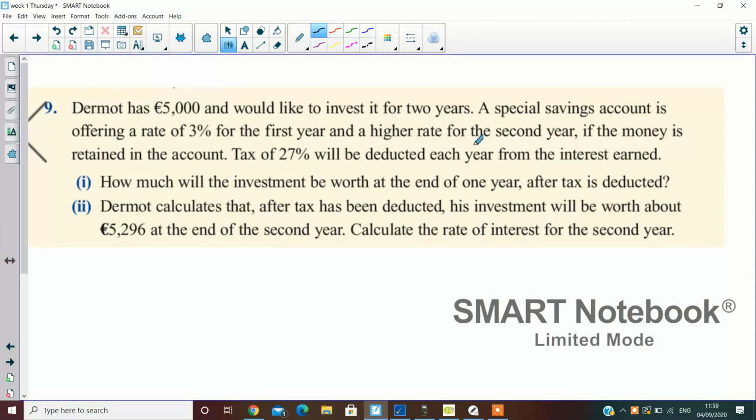rate and a higher rate for the second year. If the money is retained in the account, tax of 27% will be deducted from each of the interest earned. Alright, awesome. Starts off with 5,000. Now help me out with the numbers here. You multiply by what, guys?